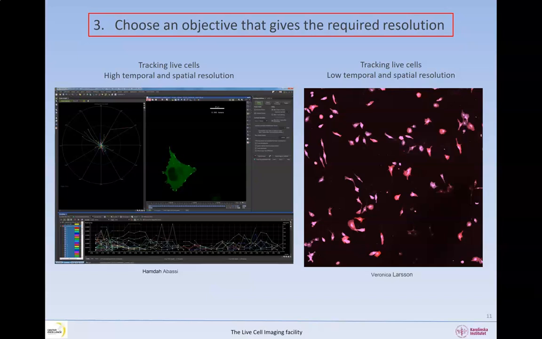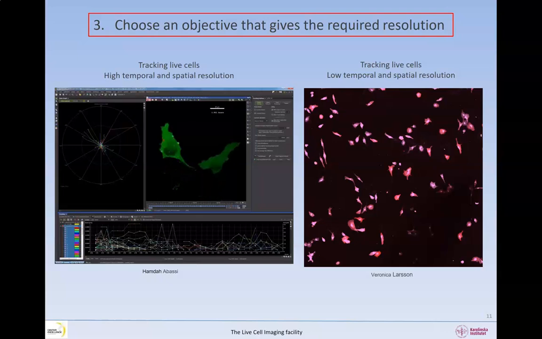Here we have two examples of live cells imaging. In the movie on the left, the scientific question required both high temporal resolution, frequent imaging, and high spatial resolution to identify focal adhesions. So the researcher used a 60x oil objective and barely fit two cells in the field of view.